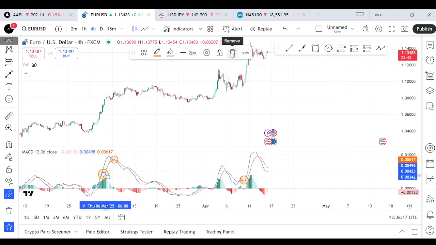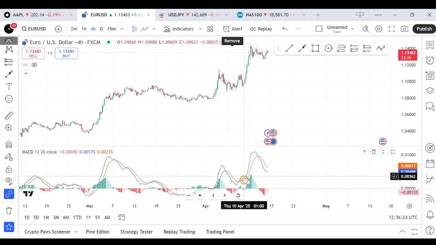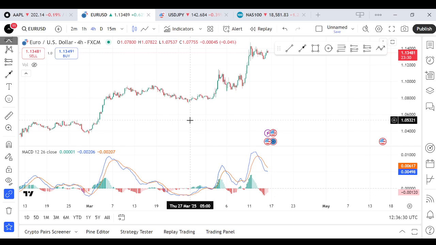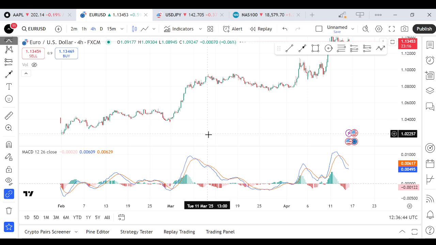So the very first step is to set up your chart with your MACD indicator and identify the prevalent trend. Are we bullish or are we bearish? Or are we in a ranging market? So the best way to do this is to check if the MACD line is above zero. If the MACD line is above zero, it means that the market is in an uptrend and you should focus on long trades. If the MACD line is below zero, it means that we are in a downtrend and you should just focus on short trades.